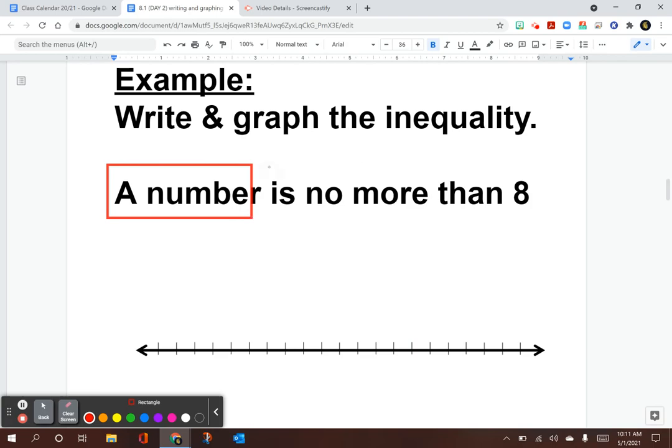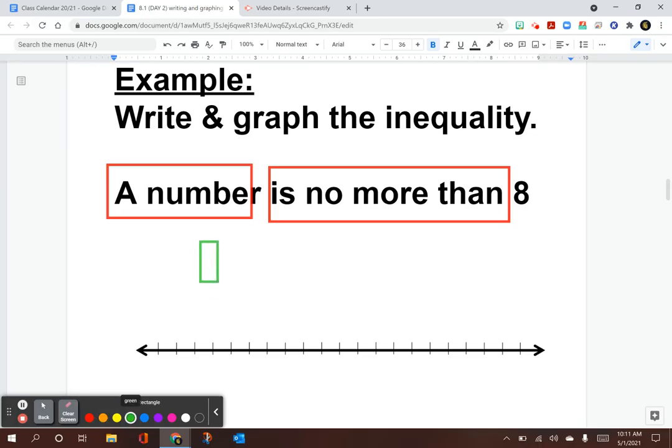Then I get the phrase, is no more than. Well, a number in this situation is just a variable. So I'm going to pick, that's not a letter, I'm going to pick a letter like Y. Now comes my inequality sign. If something is not more than, it's got to be less. And it doesn't give me the or equal to option with this phrase, so I'm just going to choose the less than symbol. And then 8's just an 8.